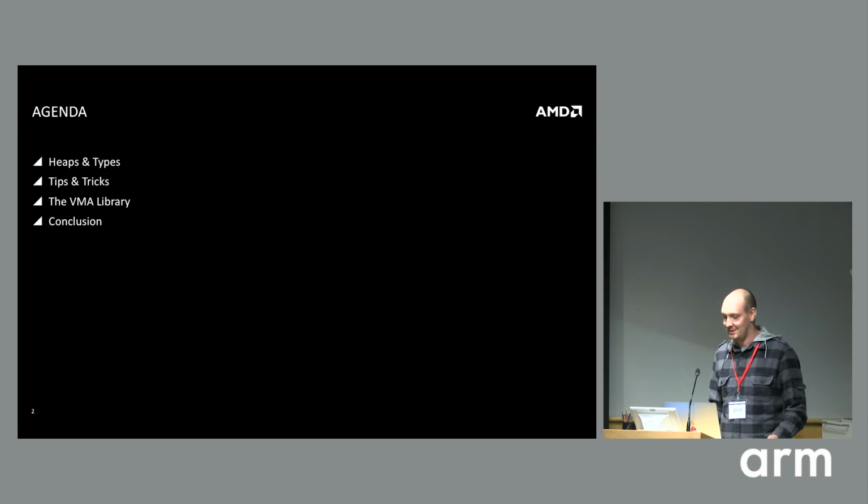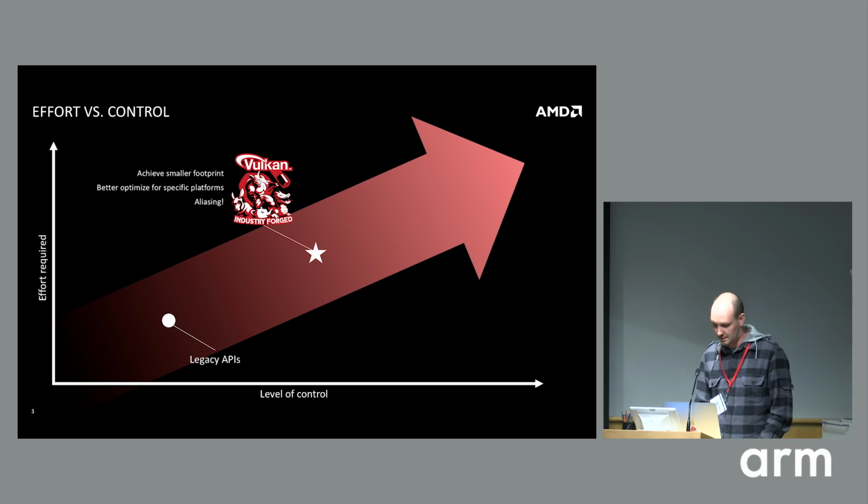So this is the agenda today. I'm going to go through heaps and types, different constructs in Vulkan's memory management, a few tips and tricks, and I'm going to talk a little bit about VMA, which is our open source memory allocation management library. So let's get started here.